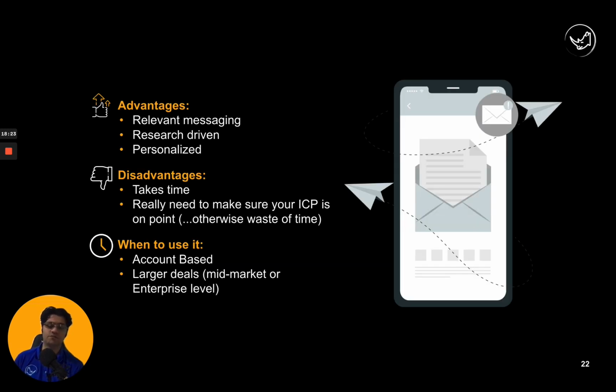Again, the advantages of doing personalization at scale is you will get relevant messaging. It's going to be very personalized and very research driven. The disadvantages is that it takes a lot of time, and you really need to make sure your ICP is correct, because if it's not, then it's a waste of time, right? So you want to make sure that, for instance, I need to reach out to growth marketers at venture funded companies versus growth marketers at companies of size 1 to 10, because they cannot afford my services, right? So you really, really need to hone in on this, right?